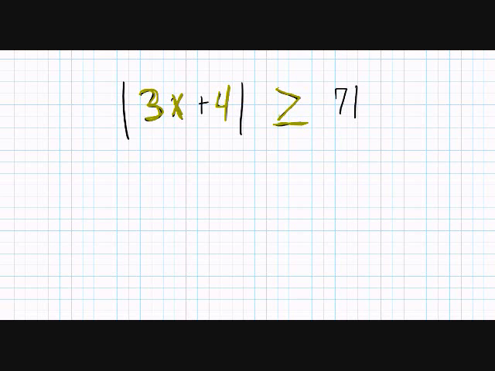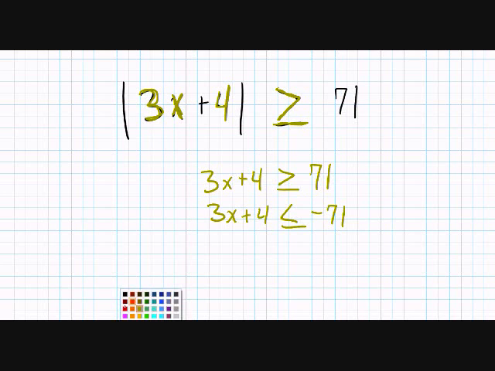Which means that 3x plus 4 can either be greater than or equal to 71, or 3x plus 4 could be less than or equal to negative 71. It can be either one. Notice how it can't be both at the same time, so it wouldn't make any sense to make a compound inequality look like this. Because you can't be greater than or equal to 71 and less than or equal to negative 71. If you don't trust me, grab a number line and try it out for yourself.